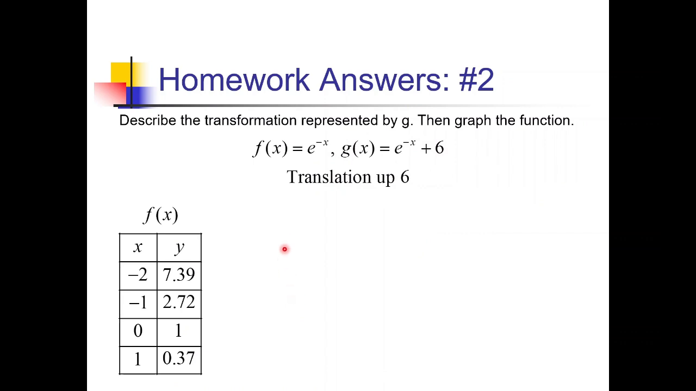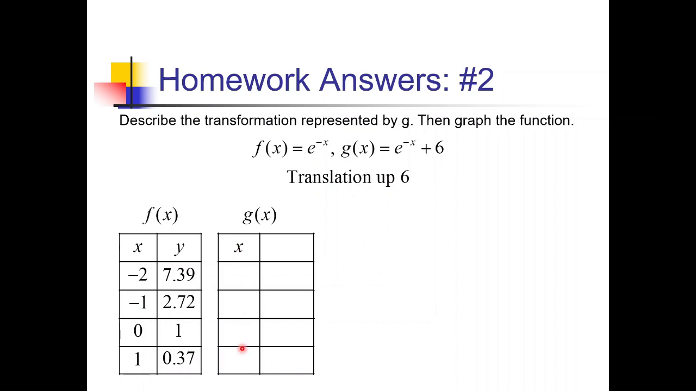So now I'm going to go ahead and apply the rules here to get a new x and y rule. Since nothing's happening horizontally, x is going to stay the same as it was. But for the y values, we're going up 6, so we have to do y +6. Let's keep the x's the same, so -2, -1, 0, and 1. But now we're adding 6 to all these y values, so 13.39, 8.72, 7, and 6.37. I didn't even need a calculator for that.